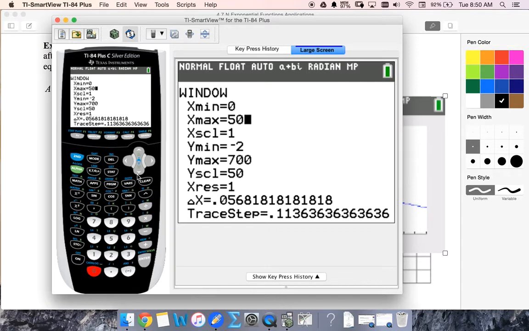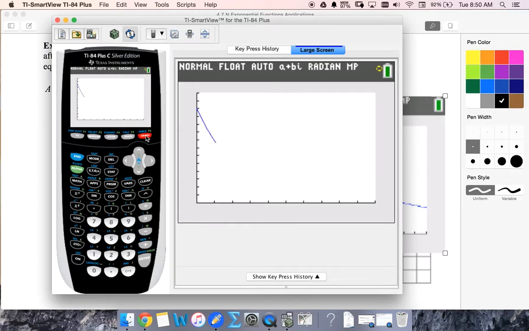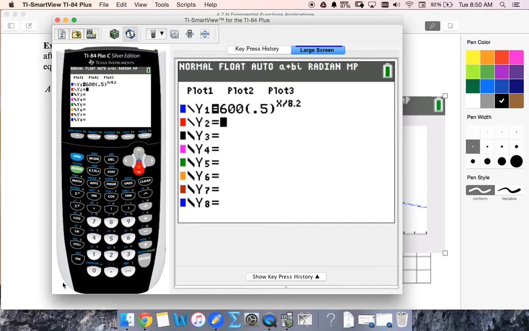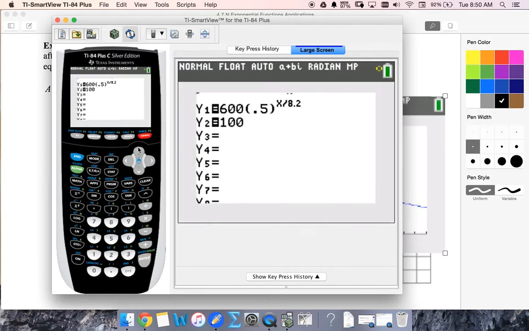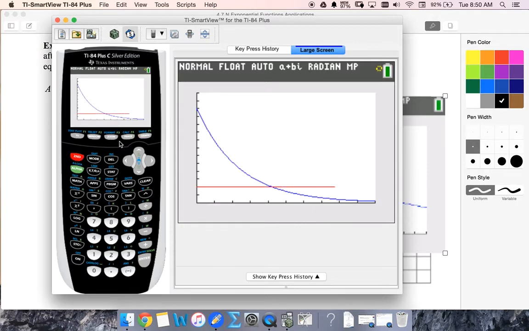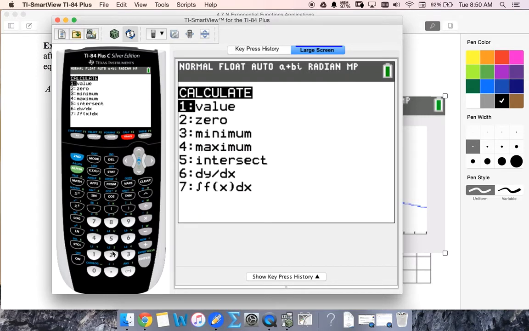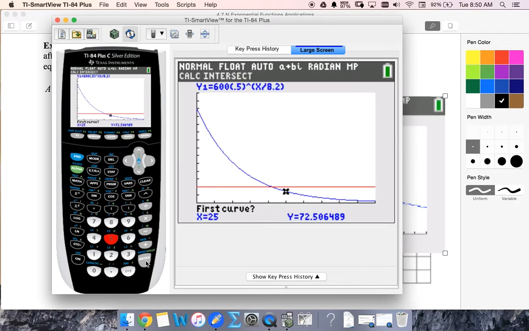And now I'll count my days by 5. And let's look at that graph. All right, that's good. For sure I've crossed 100. What I needed to do though is also put in that 100. All right, let's see where they intersect. So it's looking like it's 5, 10, 15, 20, around 21 days or so. Want to calculate the intersect? Yes, yes, I'm guessing 21.